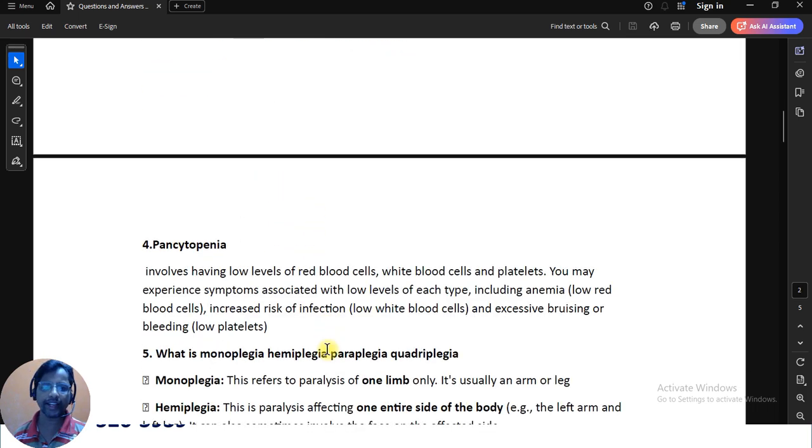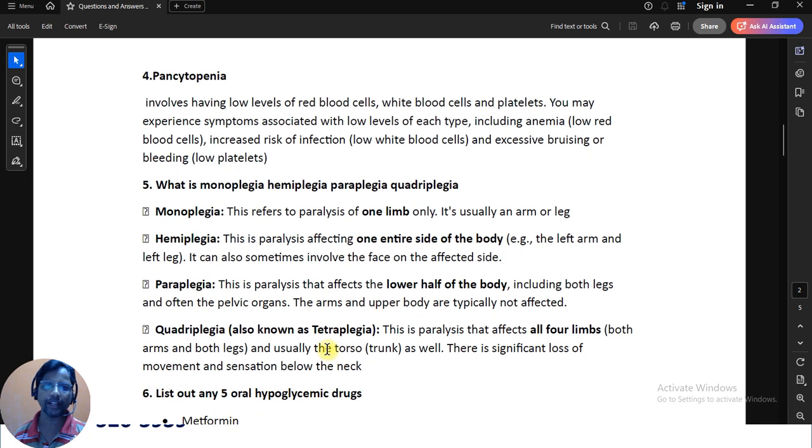Next we have pancytopenia. What is pancytopenia? It involves having low levels of red blood cells, white blood cells, and platelets. Penia means low levels. Pan means all blood cells: red blood cells, white blood cells, and platelets. The most common symptoms of this condition are anemia, where you have low red blood cells, increased risk of infection if you have low white blood cells, and excessive bruising or bleeding if you have low platelets. So based on the blood cells, we have the conditions.